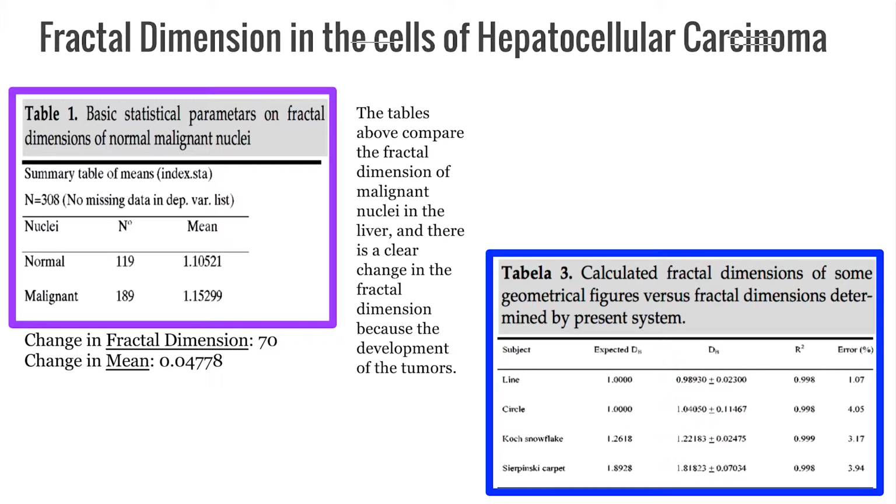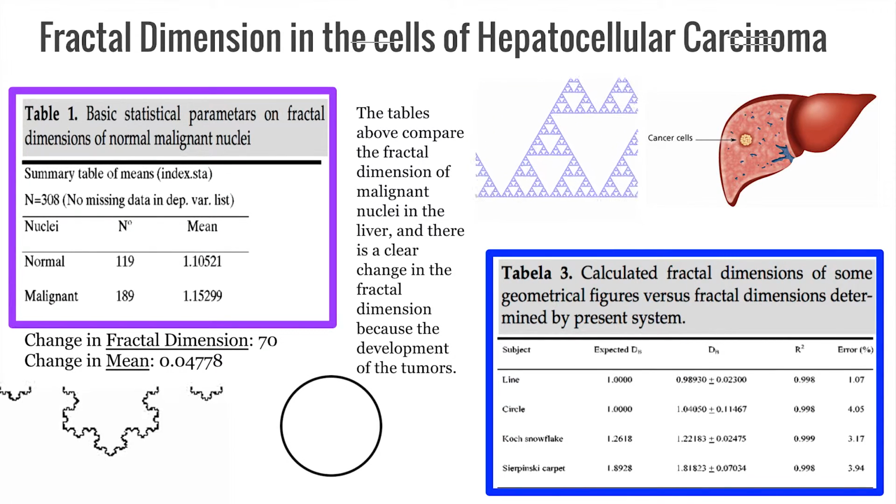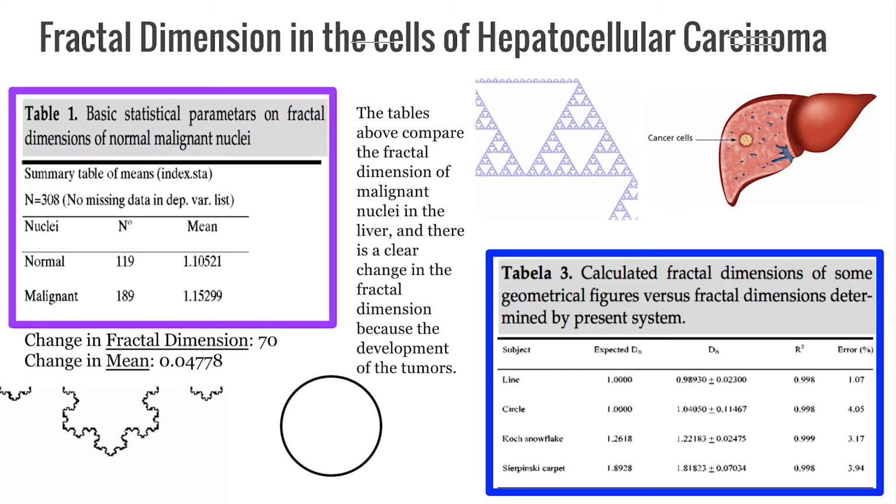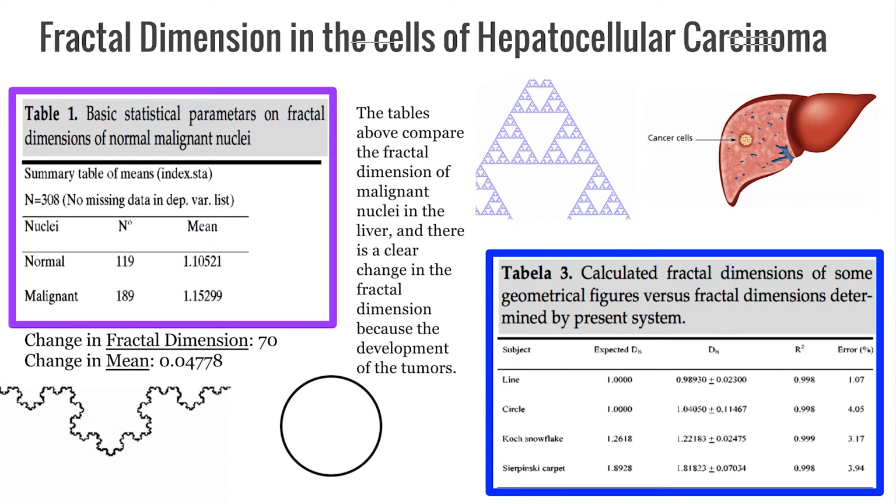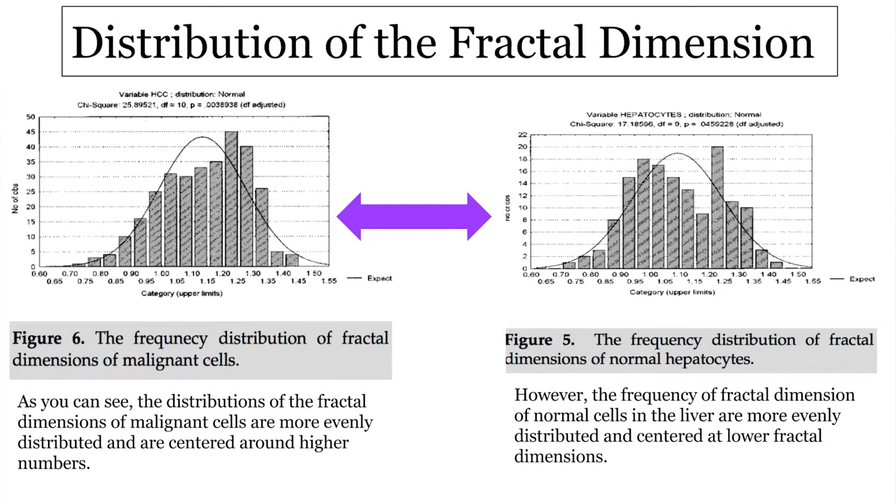In Table 3, they calculated fractal dimensions of some geometrical figures versus fractal dimensions determined by the present system, which is the liver. So it's comparing daily items or figures to the liver just to show how extreme the tumors are. The frequency distribution of fractal dimensions of malignant cells is centered more towards higher fractal dimensions, whereas the frequency distribution of fractal dimensions of normal hepatocytes is more evenly distributed and the mean is not centered as high.